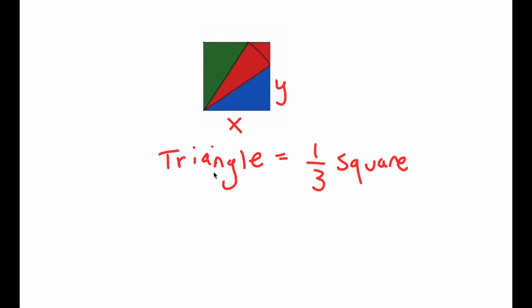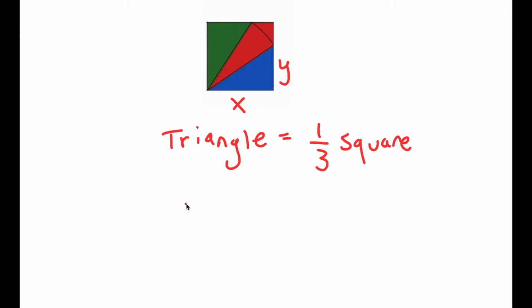So the area of this triangle is 1/2 times xy. And the area of this triangle is also equal to 1/3 of the area of the entire square. And what's the area of the entire square? Well, this side length over here is also x, so the entire area is going to be x squared. So it's going to be 1/3 x squared.